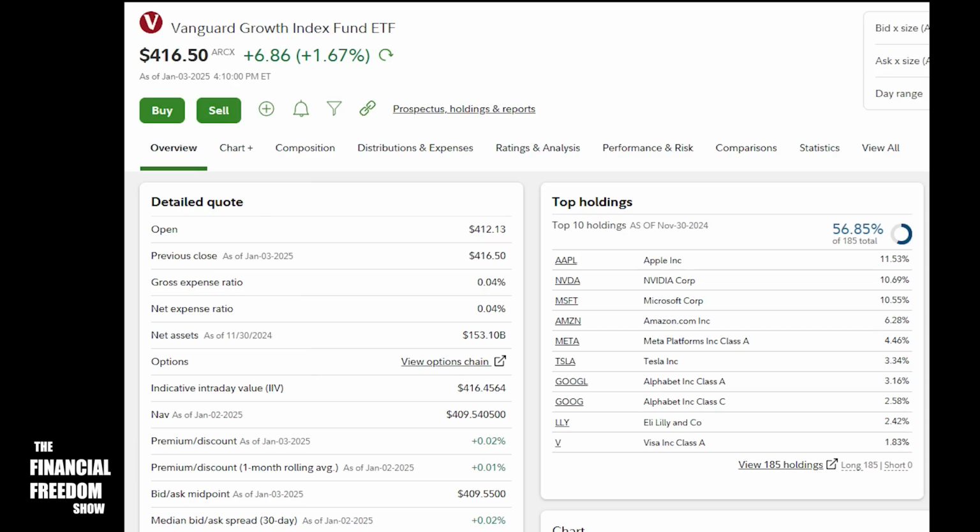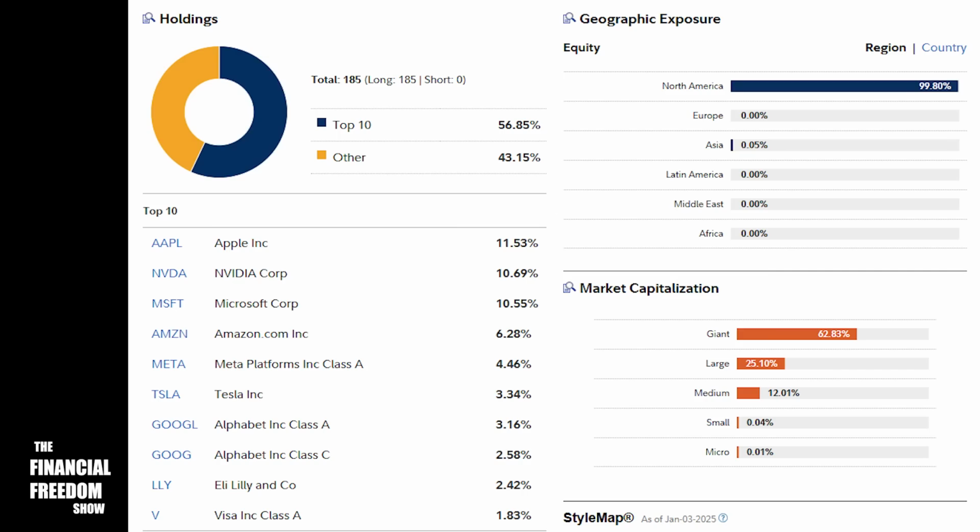VUG, on the other hand, targets investors who are looking for high growth by tracking the CRSP US Large Cap Growth Index. This ETF invests in companies that exhibit strong revenue and earnings growth, focusing on innovation and market leadership. Here's some key features of VUG. The first is an emphasis on growth. VUG's portfolio is dominated by tech-driven and growth-oriented sectors like technology, consumer discretionary, and communication services.